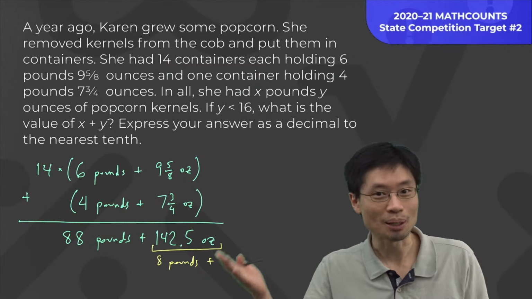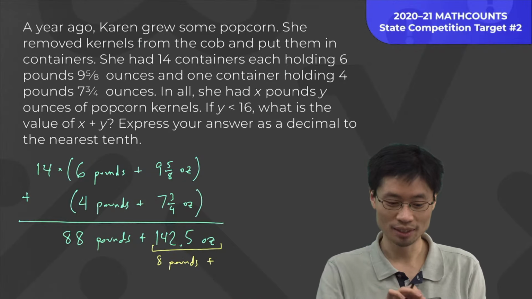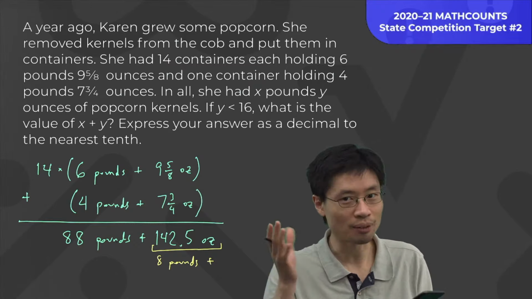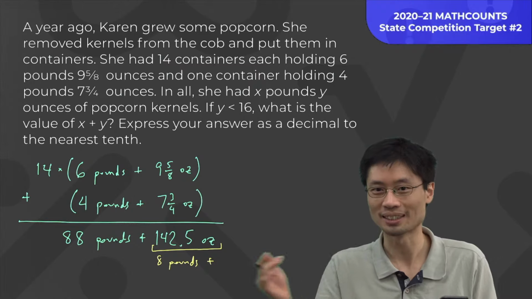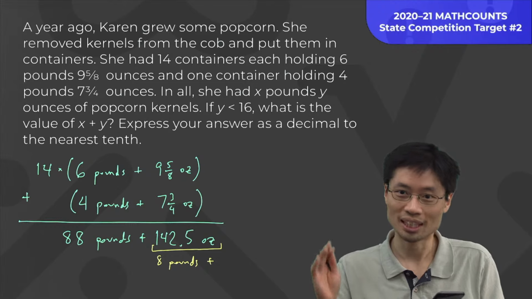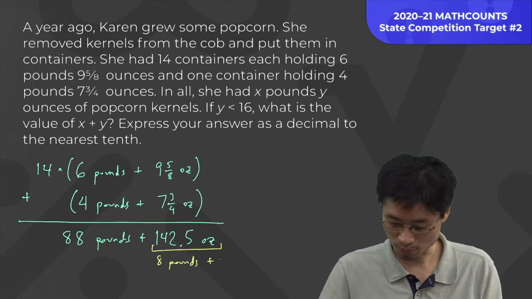8 times 16, that's a power of 2. So that's going to give you 128. So I need to do 142.5 minus 128. You see, I have these various powers of numbers in my head. It saves me work. Here I wanted 8 times 16. 8's a power of 2. 16's a power of 2. I'll get a power of 2, which is real close to this, which has to be 128. 14.5 ounces.